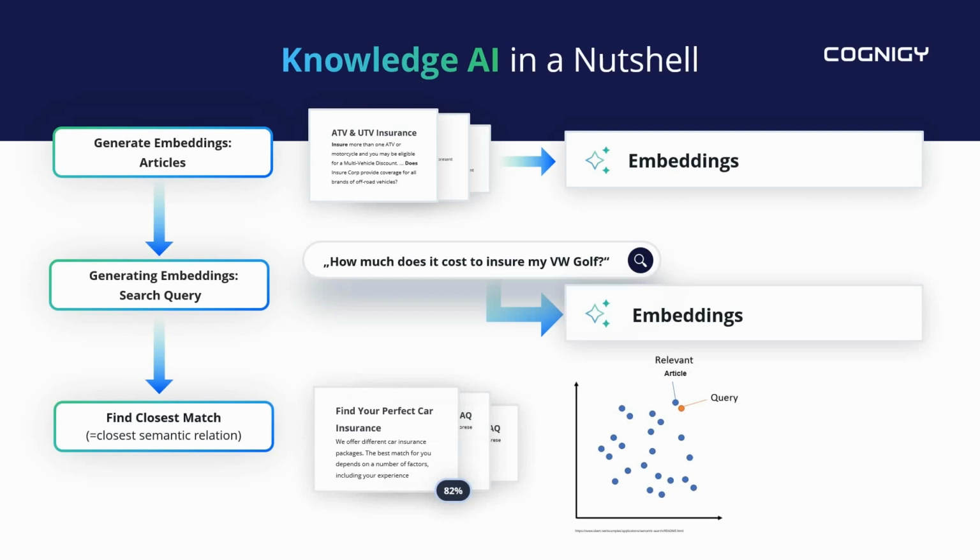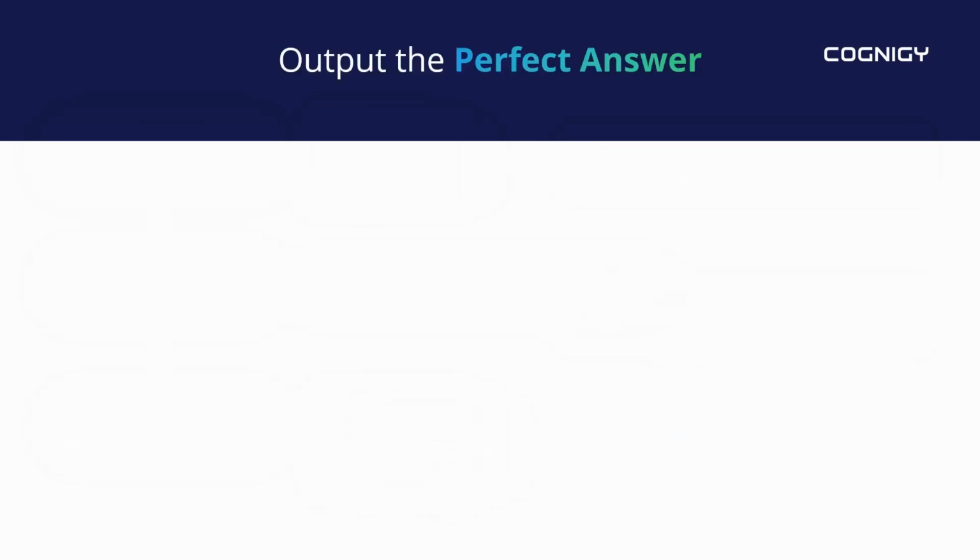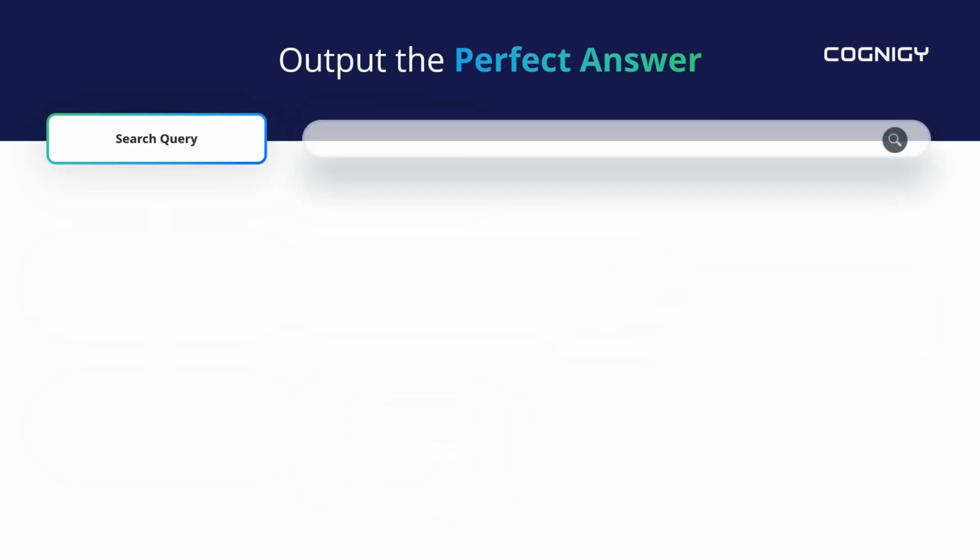But we don't stop here with Cognigy. We're taking it one step further, by creating the perfect answer, by once again leveraging LLM technology. In this example, let's look at this very specific search query. My 16-year-old has a level 2 license. Can he drive after midnight in Detroit? Well, very specific, and the answer lives somewhere deep in the knowledge database.